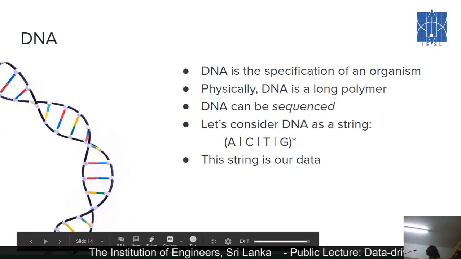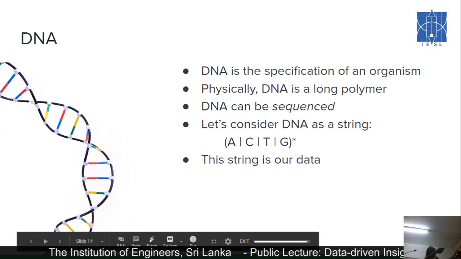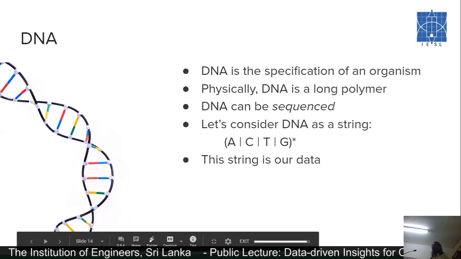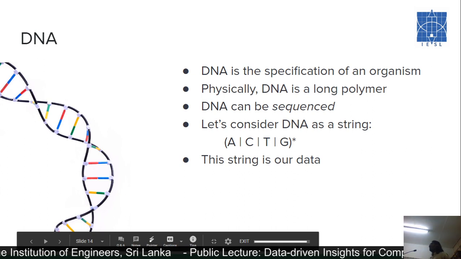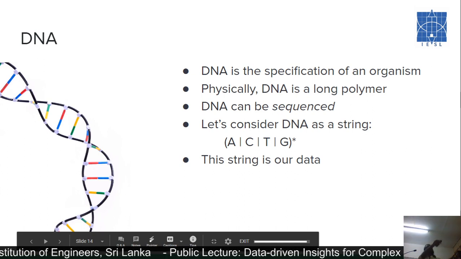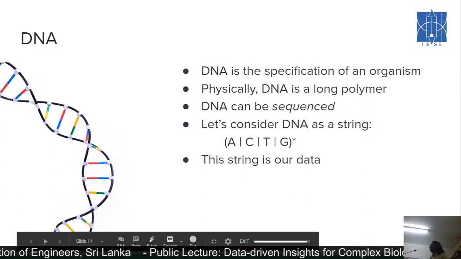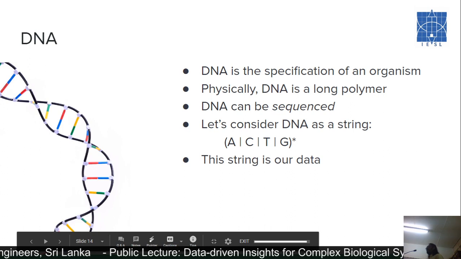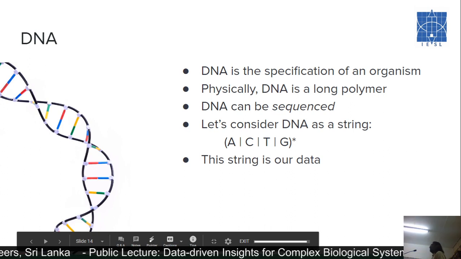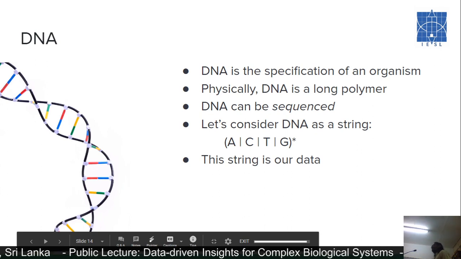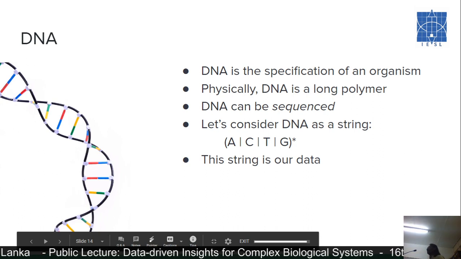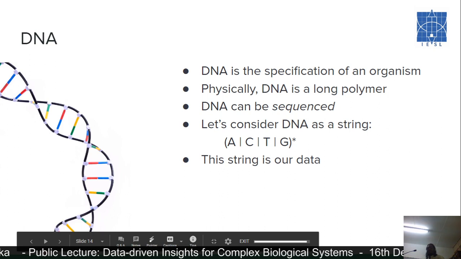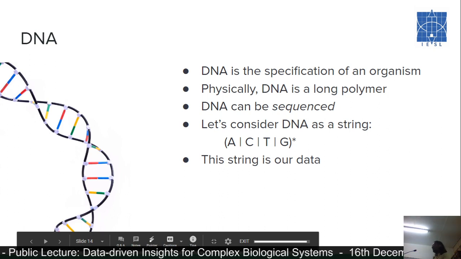So what you need to know for the purpose of this talk is some very simple things. DNA is the coding or the specification of an organism, and physically DNA is a polymer of some different types of acid. I have no idea what they are. They are represented by these letters A, C, T, G. They do represent something, but we are not interested in what it represents. But we know that DNA is like a string, and it can be sequenced by using a machine. What we get after the DNA goes into the machine is a sequence of strings. That string is the data which is available to us, and that's all we are interested in.